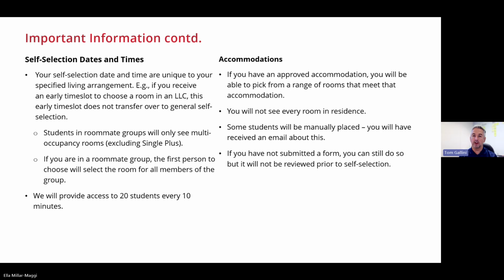If you're in a roommate group, then the first person to choose a room will choose a room for all members of the group. So you'll all get a self-selection date and time, but only one person needs to pick a room. Typically, that's the person with the earliest date and time, because there are more choices available.